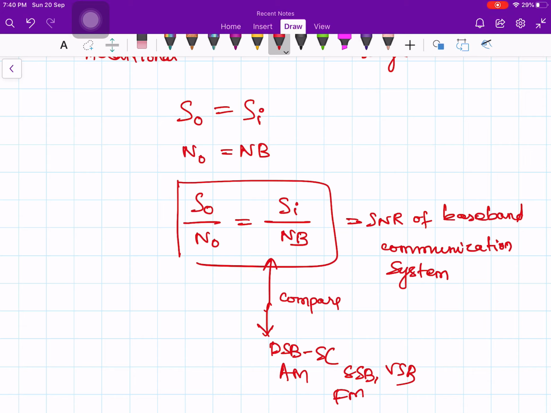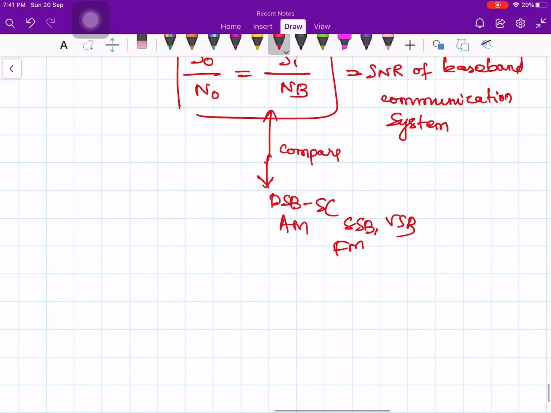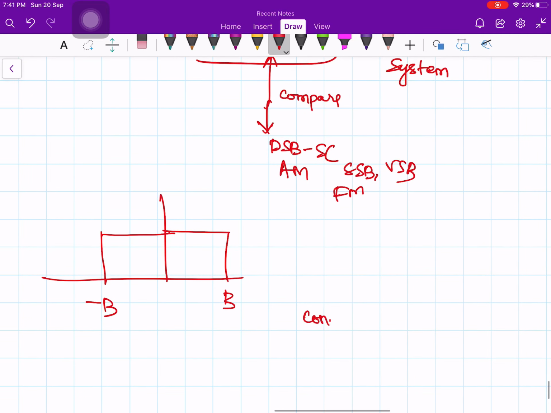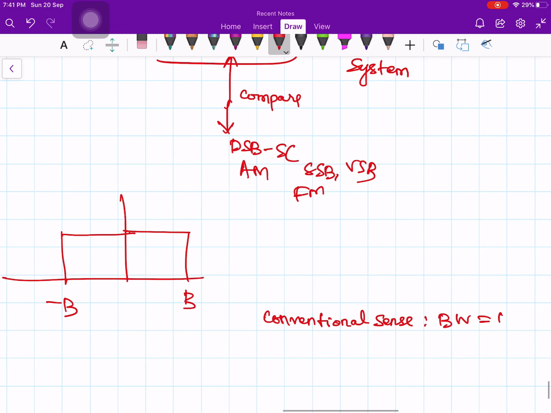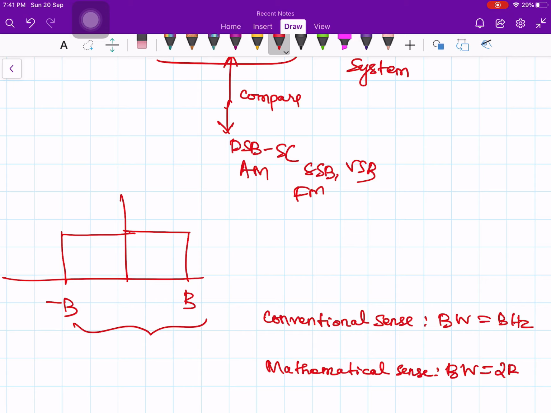Okay, so we consider the bandwidth to be 2B in the mathematical sense. You can ask me, my message signal bandwidth is B, so why are you calculating minus B? I already told you this many times. In the conventional or real sense, the bandwidth is B hertz, but in the mathematical sense it is the whole thing, negative frequency also included, so 2B hertz.